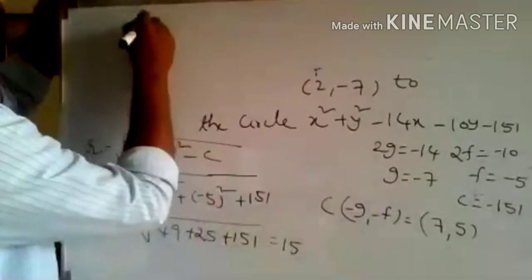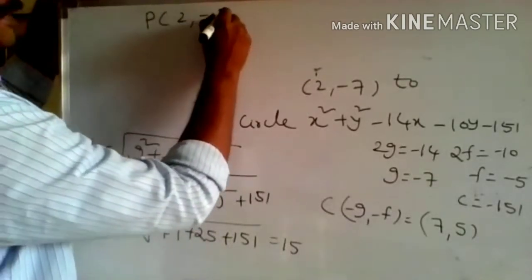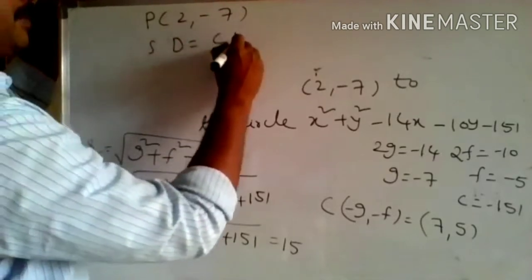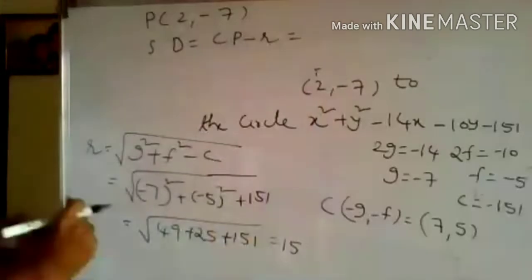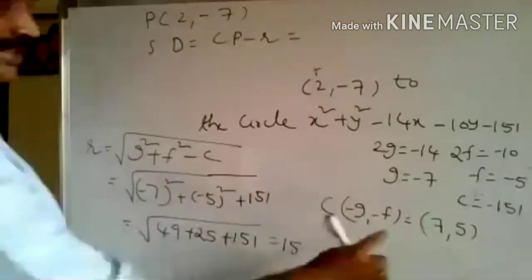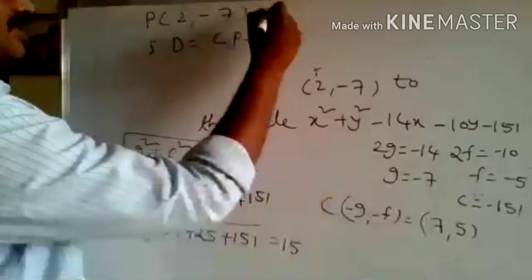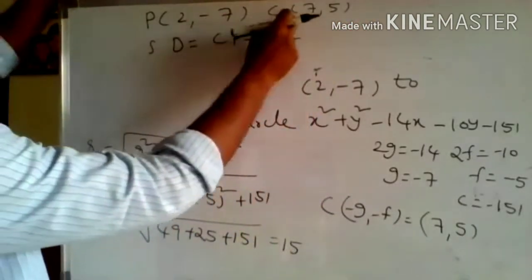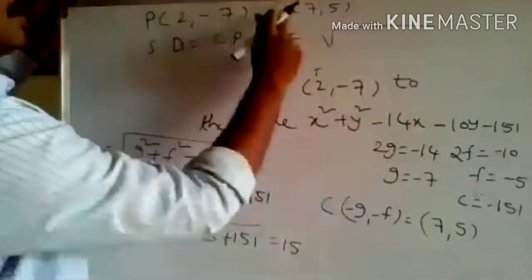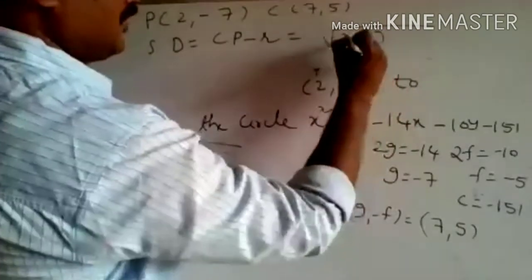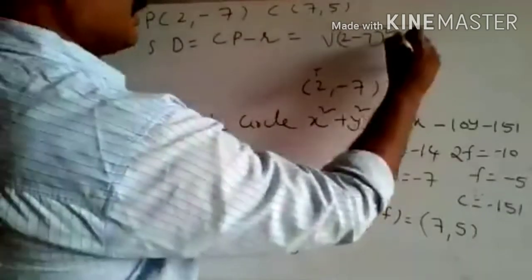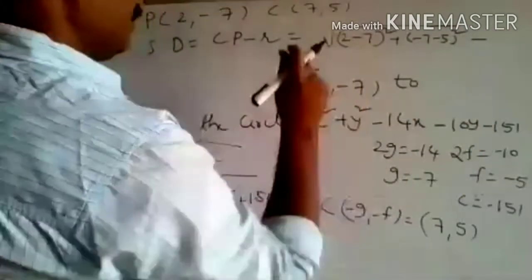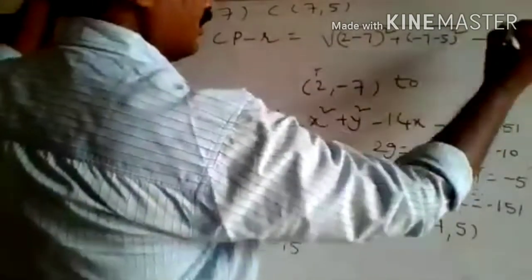This is point P. Point P is 2 comma minus 7. So the shortest distance is equal to CP minus R. What is C? C is 7 comma 5. What is the distance between 2 points? It is root of (2 minus 7) whole square plus (minus 7 minus 5) whole square. CP minus R, where R is equal to 15.